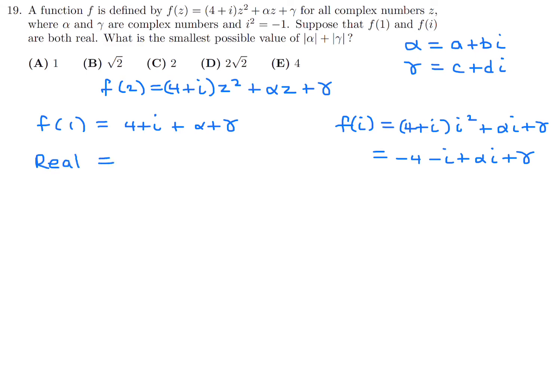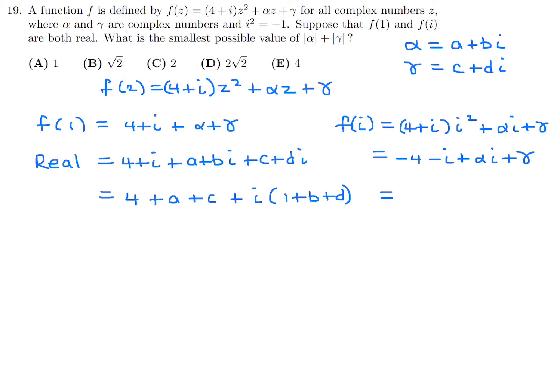So this is some real number: 4 plus i plus a plus bi plus c plus di. Collecting like terms, first the real terms, 4 plus a plus c, and then the imaginary terms, put in brackets, factoring out the i: (1 plus b plus d). And I'll explain later why I've done that.